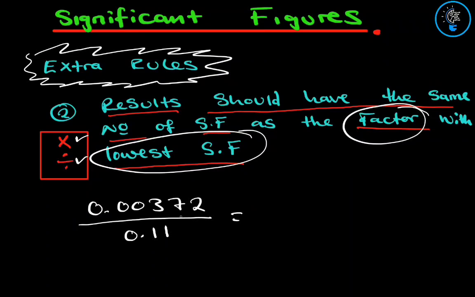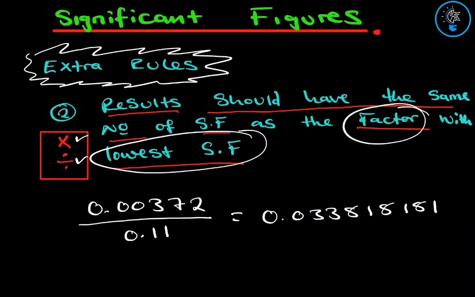So the rule applies. So you can just now punch your numbers into your calculator. And you're going to get a value of 0.0338, 18181, and so on and so forth. Okay, so this one will be your solution.